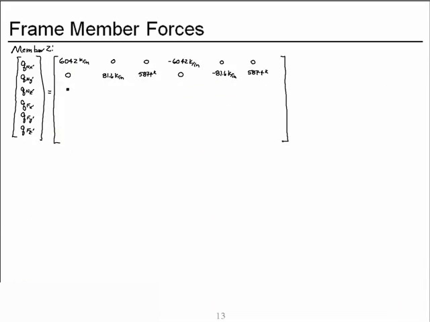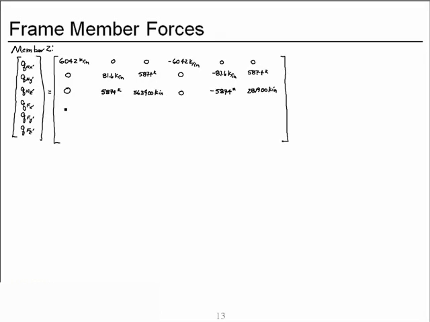Third row, 0, 6EI over L squared, 4EI over L, 0, minus 6EI over L squared, 2EI over L. For member 2, those are 0, 5874 kips, 4EI over L, 563900 kip inches, then a 0, minus 5874 kips, and 2EI over L, 281900 kip inches.